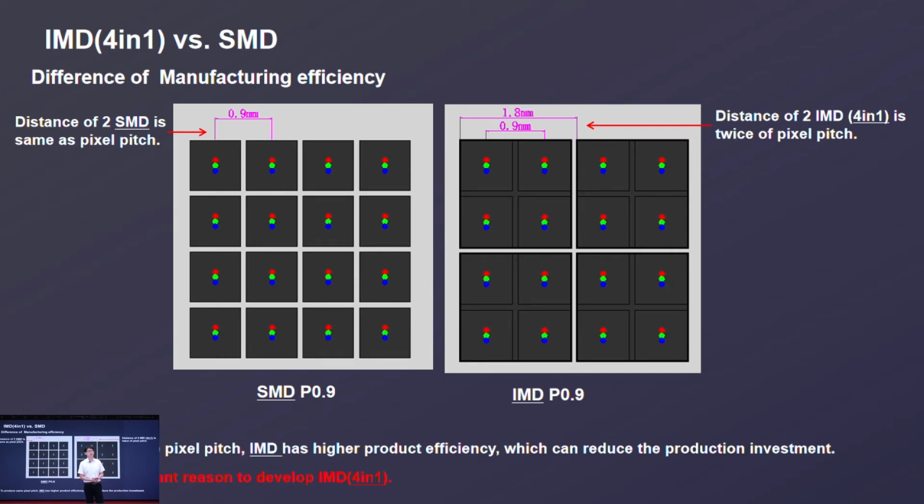In the next part, we're going to compare the features of IMD, SMD, and COB. The first is the difference in manufacturing efficiency. The distance between two IMDs is twice the pixel pitch of SMD, which means if we produce thin pixel pitch, IMD has higher production efficiency, which could reduce production investment. That's the main reason why most manufacturers would like to invest in and develop this technology.